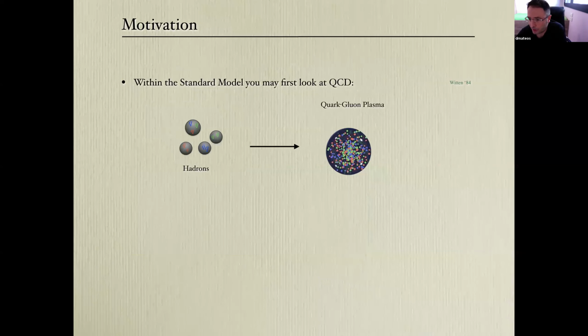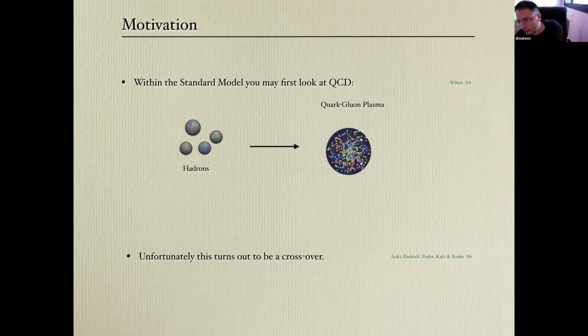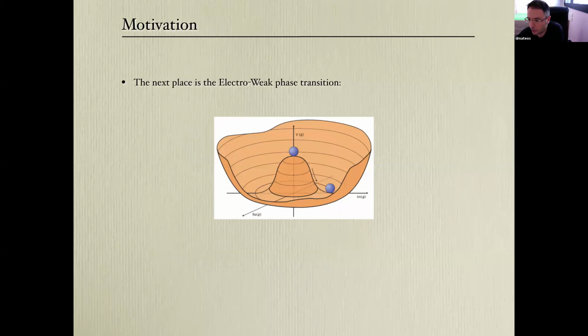So the first place you may look at in order to see if this could have happened in the history of the universe is within the standard model, is in quantum chromodynamics, because you know that there is a transition between the hadronic phase at low temperature and the quark-gluon plasma at high temperature. Unfortunately, we know now, I think, very robustly that this is actually a crossover. It's a continuous and smooth crossover, not a first order phase transition. So the next place that you might look at is the electroweak transition, okay, where the Higgs condenses. But this is also believed to be a crossover.